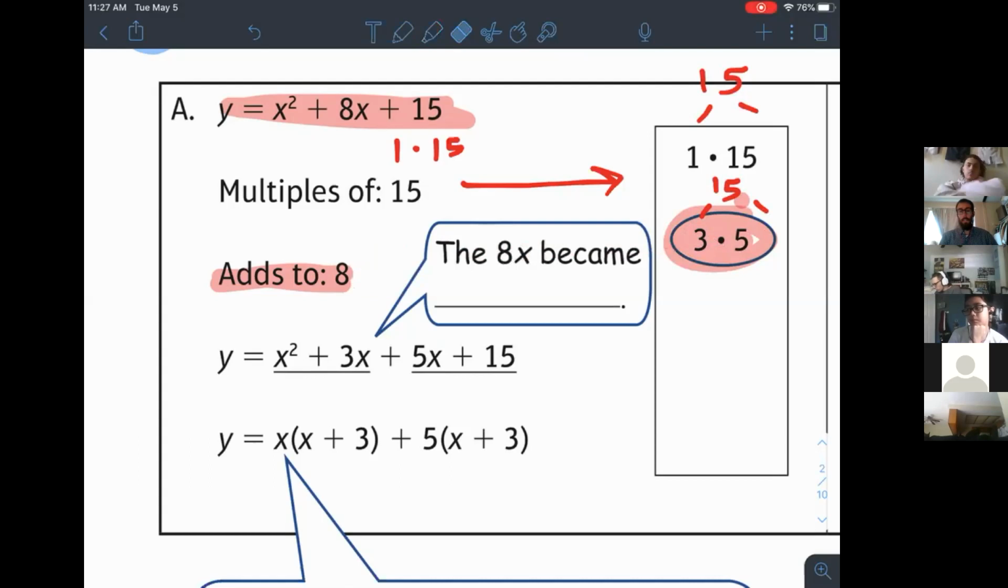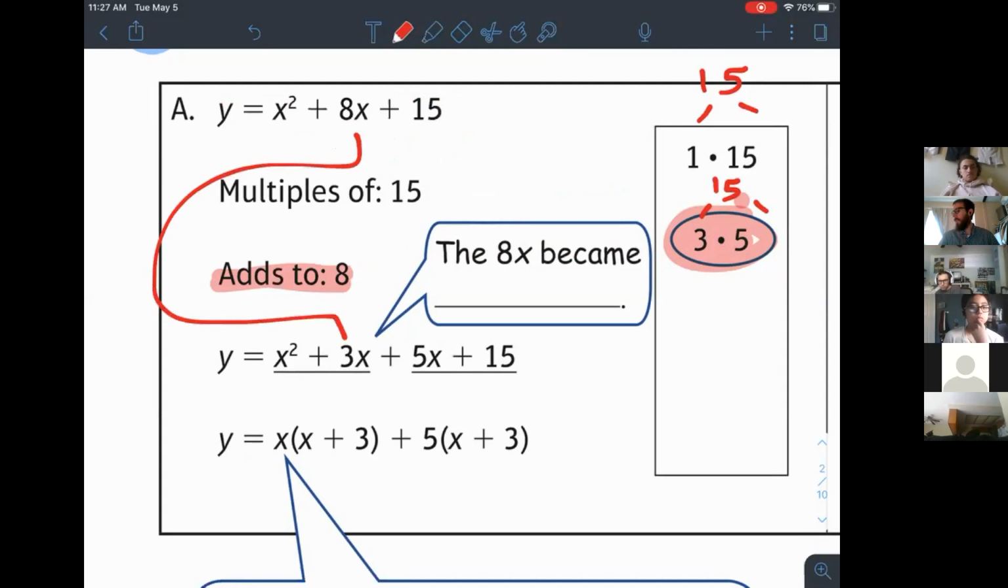And if you haven't been present for the last few classes, the reason why we're trying to make it add to 8 is because that's what we're trying to expand here. So the next big step here in this problem is that Juan basically rewrote this 8x.